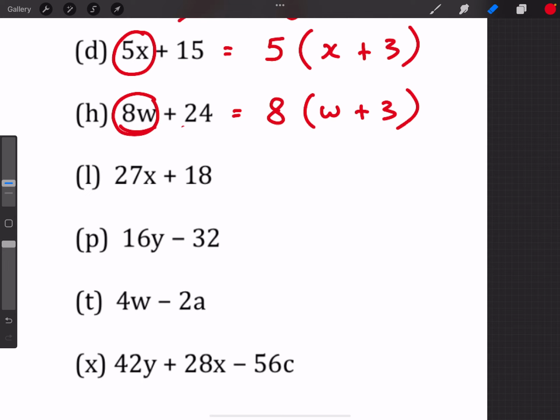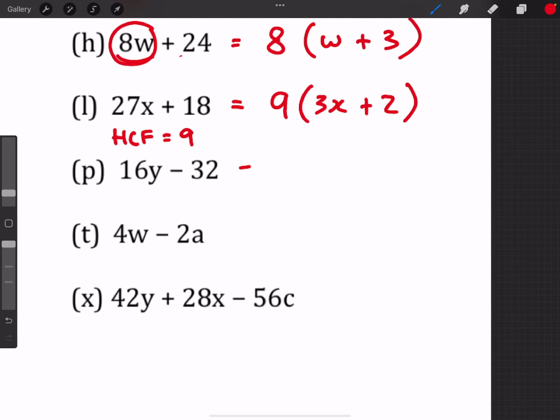Okay, next one. The highest common factor between these two is equal to 9. So I'm going to take the 9 out here. So what's 27x divided by 9? 27 divided by 9 is just 3, so that's just 3x. And then what's 18 divided by 9? Well, that's just 2. There's your answer.